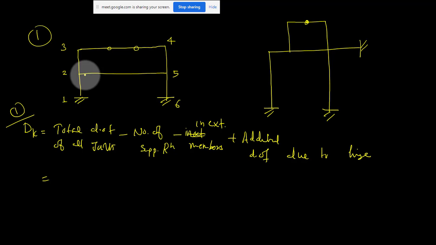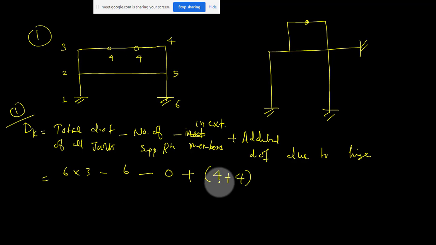Yes, solving question number 1. So what is the degree of freedom? So 6 joints. Now it won't take time. 6 into 3, 18, minus support reactions: 3 plus 3, 6. 2 supports are fixed, so total reactions are 6. The inextensible part we can take as 0, because no such condition is given in this question. Plus additional degree of freedom due to hinge. Here we have 4 extra degrees of freedom, and here also 4. So the answer is 4 plus 4. So 6 into 3, 18, minus 6 plus 8. So 26 minus 6, 20.